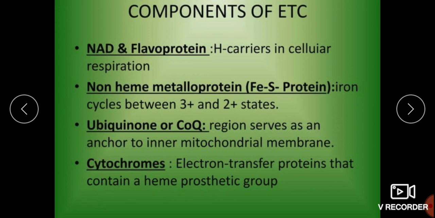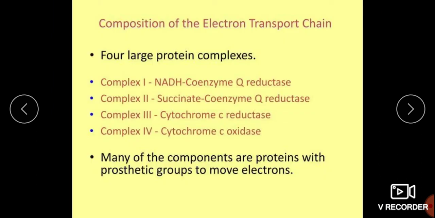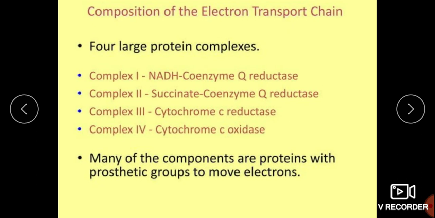And this carrier or electron transport protein contains a heme and a prosthetic group. They may be cytochrome C1, C, and A and A3. Now it is about the composition of the ETC. The ETC is composed of four large protein complexes.